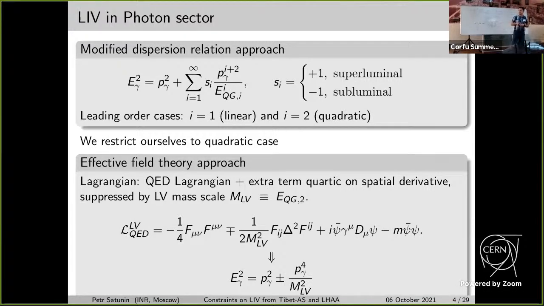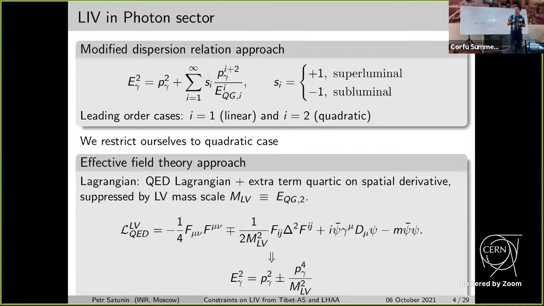LIV in the photon sector in the modified dispersion relation approach is defined by this dispersion relation. The first term is the standard special relativity term, and you can add some higher powers of momenta to this dispersion relation, which are suppressed by some quantum gravity scale. Usually, people consider two leading order cases, linear and quadratic, where the sign plus is for superluminal photons and the sign minus is for subluminal photons. In this work, I restrict myself to the quadratic case. There are several reasons for it.